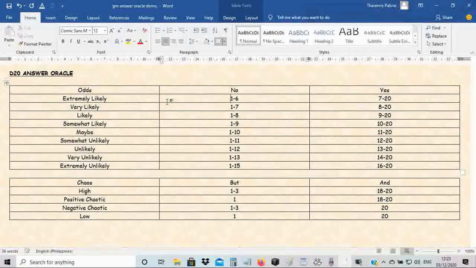But it's up to you how you make your own answer oracle. I'm just teaching you how to make your own pattern. This is how I make my pattern, but it's up to you how you make your own. You can do what I did here, or like I said, you can make minor adjustments. Like if it's extremely unlikely, maybe you'll want it to be 1 to 17, and yes will be 18 to 20, that sort of thing. You can also adjust the chaos. Maybe you want "but" to be 1 to 5 and "and" to be 16 to 20. It's up to you how you make it.